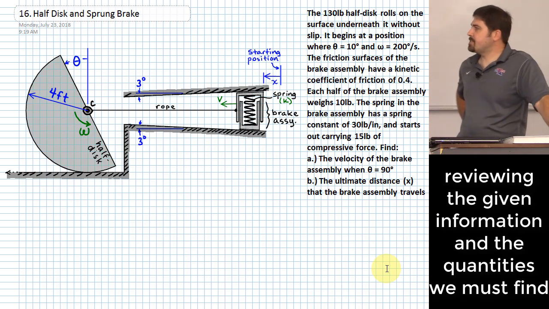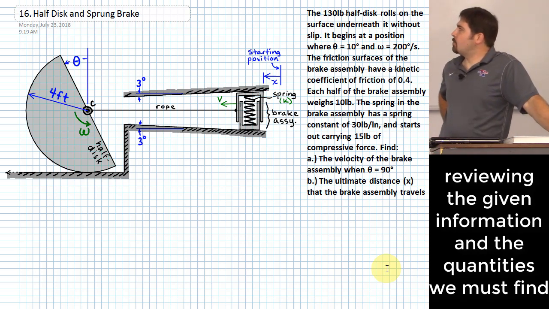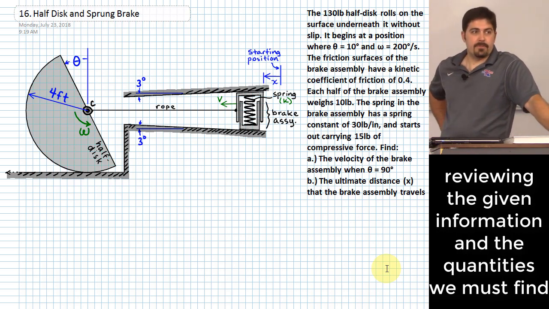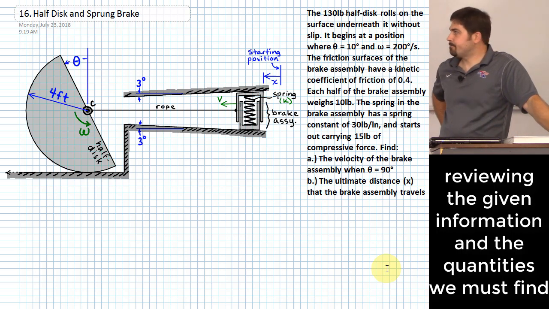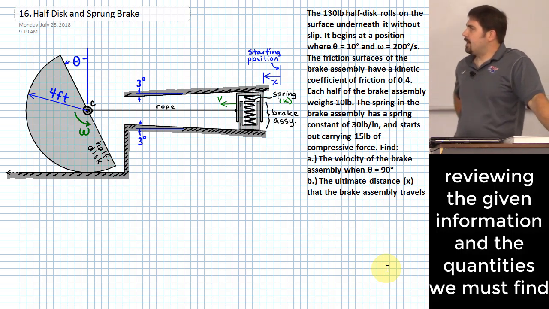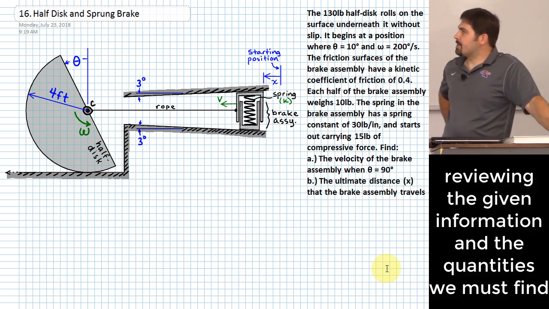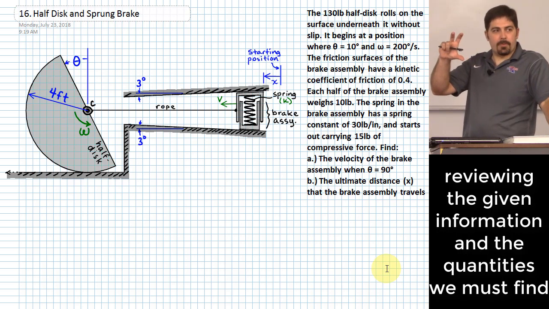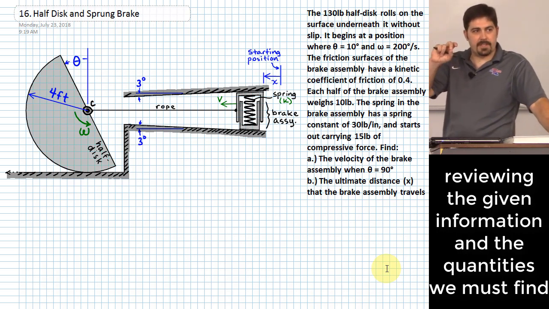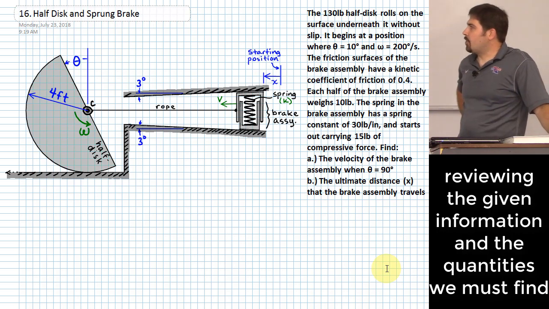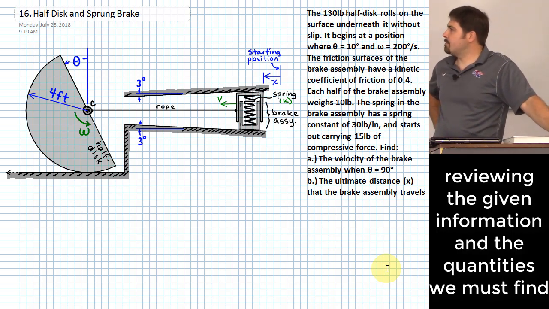We have this half disc. We're given how much that half disc weighs, 130 pounds. It's going to roll on the surface underneath it such that it doesn't slip on that surface. As it does this, it will pull on a rope that is attached to a little brake assembly. That little brake assembly is more or less two different surfaces that are being pushed apart by a spring. As that spring pushes it apart, it causes there to be force felt in the two surfaces there.